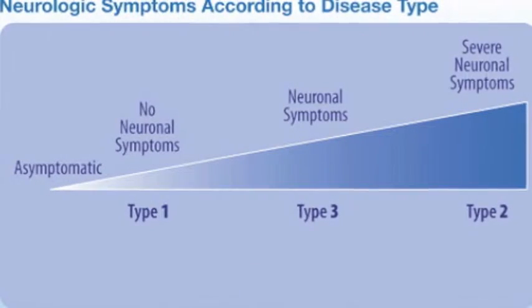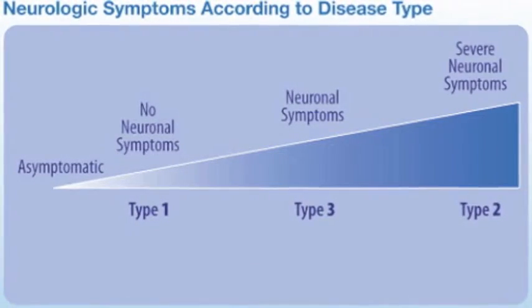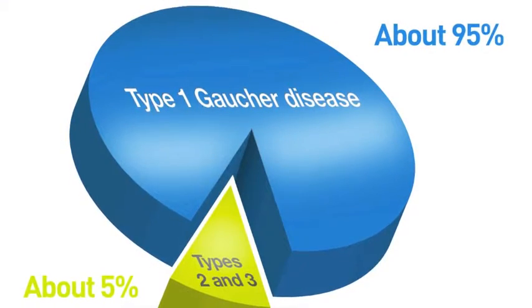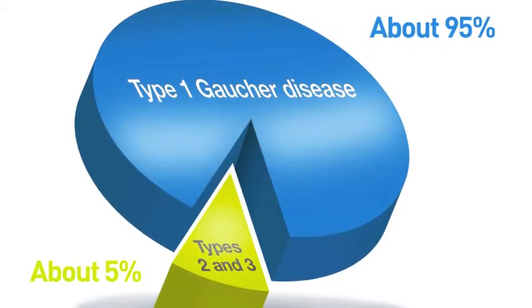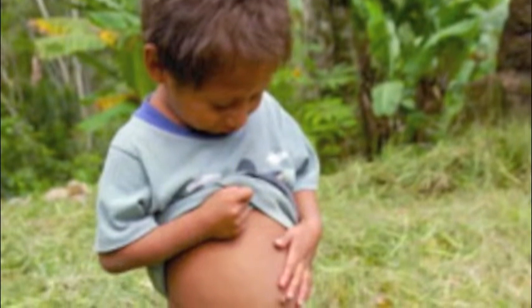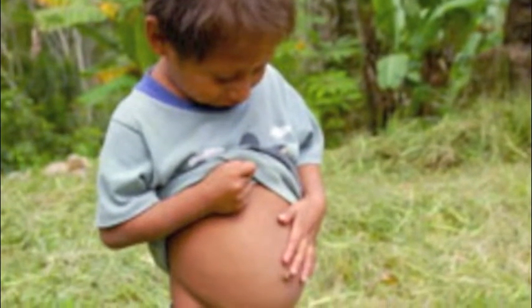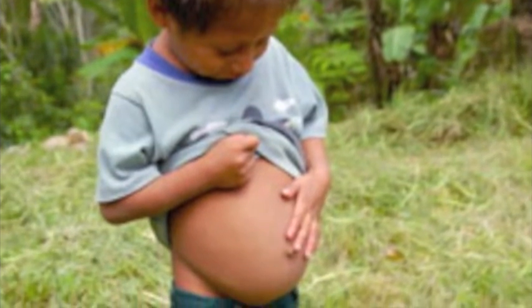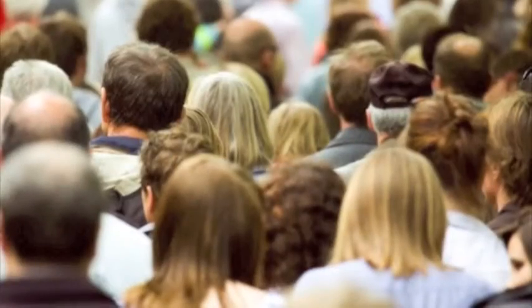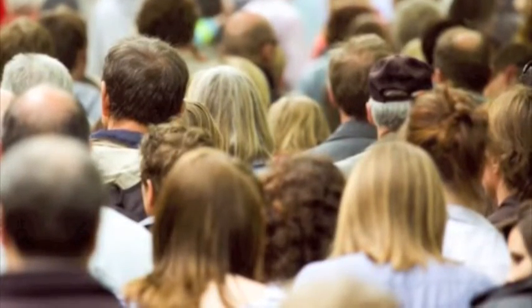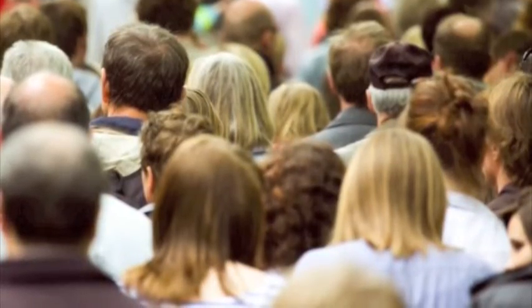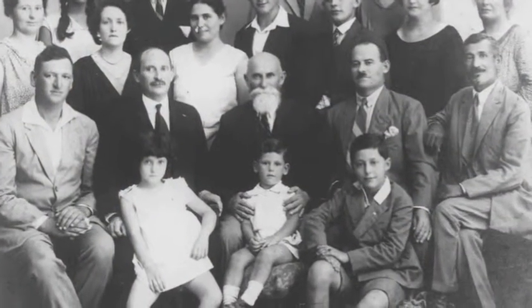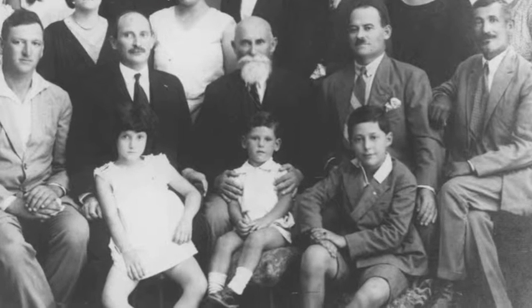There are 3 versions of the disease. Type 1, or the non-neuropathic version, is the most common type of Gaucher's disease in both the general population and the Ashkenazi Jewish population. It can occur in early childhood or adulthood, and its symptoms include bone disease, anemia, enlarged spleen and liver, bruising, and fatigue. There are 1 in 50,000 live births affected with type 1 Gaucher's disease in the general population, and 1 in 500 live births affected in the Ashkenazi Jewish population.